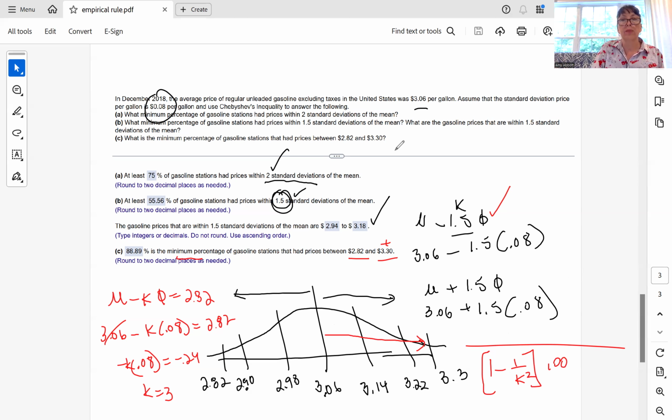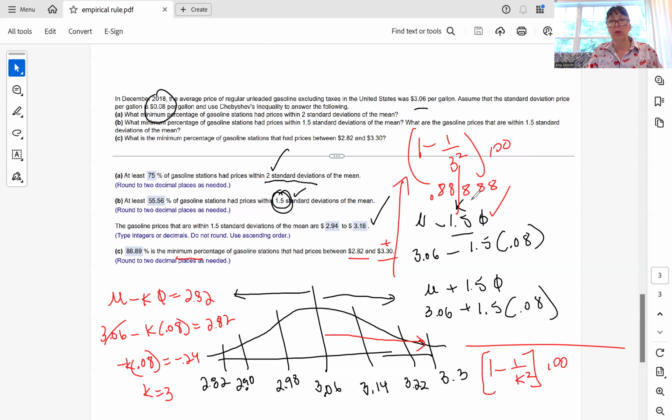Oh heavens, I'm running out of room. I'll do it on the top here. So 1 minus 1 over 3 squared, and then times 100. So 1 minus a ninth gives me 0.888 repeating. It just keeps going. So times 100 moves it over 2 places, and they said to round it to 2 decimal places. So that rounds to 88.89.